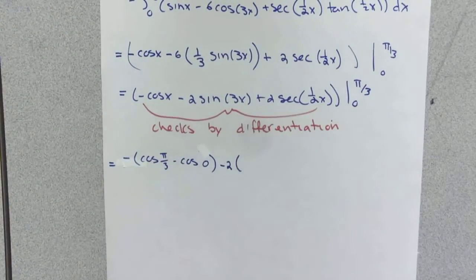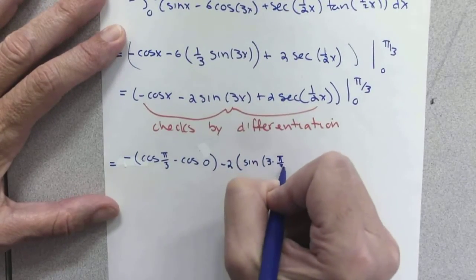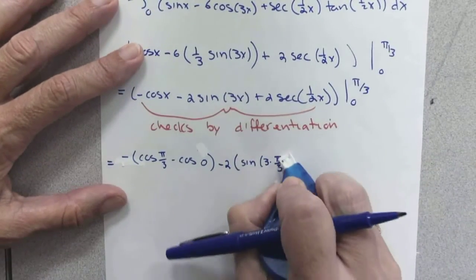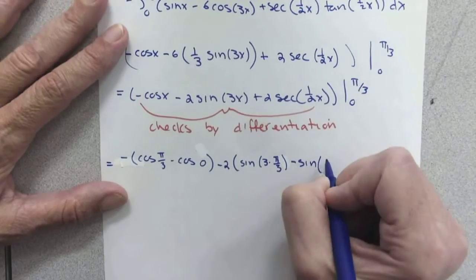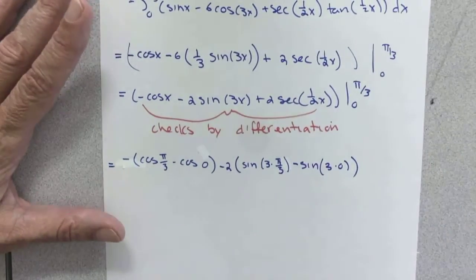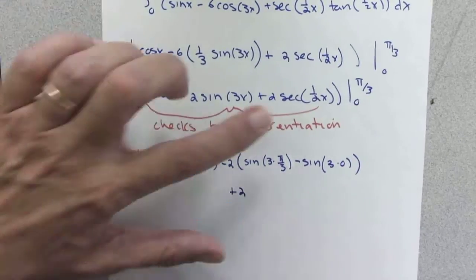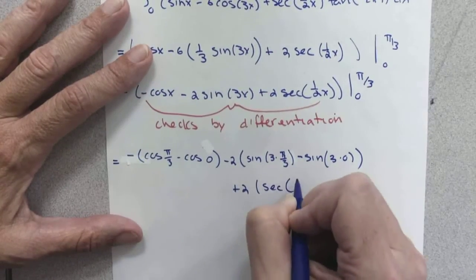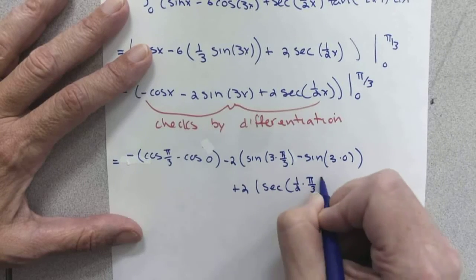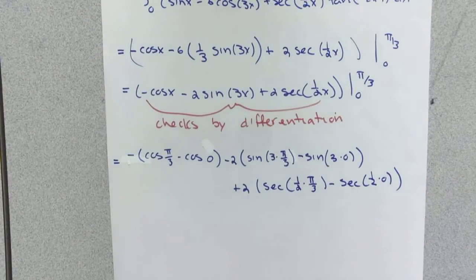Same thing on the next one. I'm just going to leave that negative 2 out in front. Plug in the upper limit. Plug in the lower limit. And subtract. And then I'm going to drop down because I'm running out of room here. So doing the same thing with the secant, I'm just going to leave that 2 out in the front. Plug in the upper limit, plug in the lower limit, and subtract. I personally prefer to work term by term. That's just what I like.